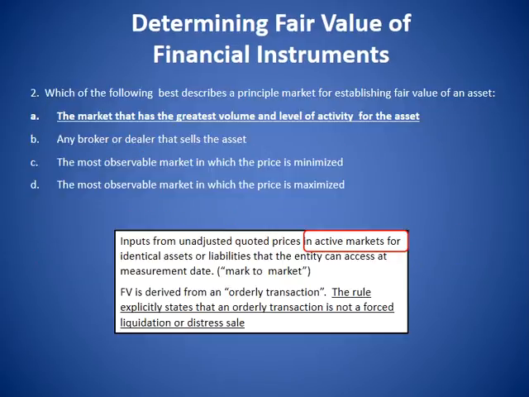Okay, number 2, which of the following best describes a principal market for establishing fair value of an asset? In this case, the answer is A, the market that has the greatest volume and level of activity for the asset. And again, from our previous slide, we said inputs from unadjusted quoted prices in active markets for identical assets or liabilities that the entity can access at the measurement date. I've had some students argue, well, any broker or dealer that sells the asset, but that is not necessarily the market. Okay, let's go on now to question number 3.